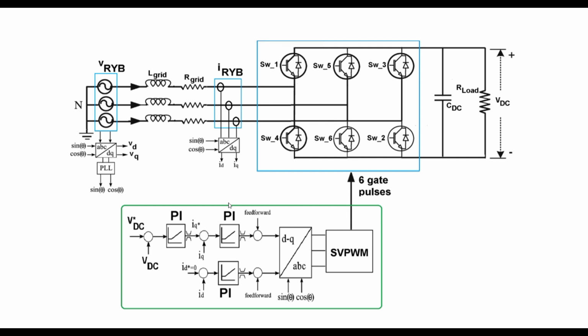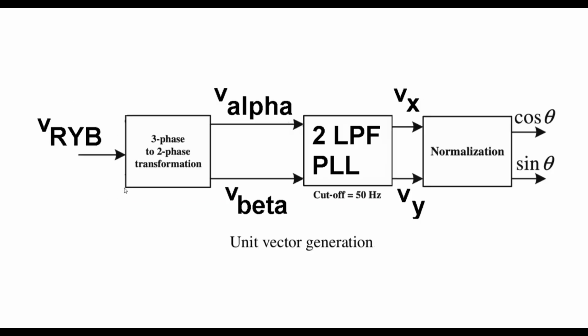Now we will be making the logic circuit block. So for making the logic circuit block, we will first make the PLL, that is the phase lock loop. In the phase lock loop, we will take the VRYB voltage and transform it to alpha beta. Then from alpha beta we will take two low pass filters with a cutoff frequency of 50 Hz, and then we will normalize it, and we will get cos theta and sin theta. So now let us do it in MATLAB.